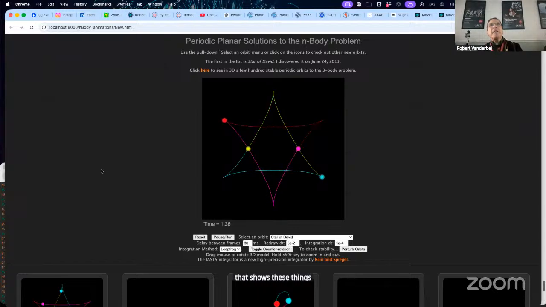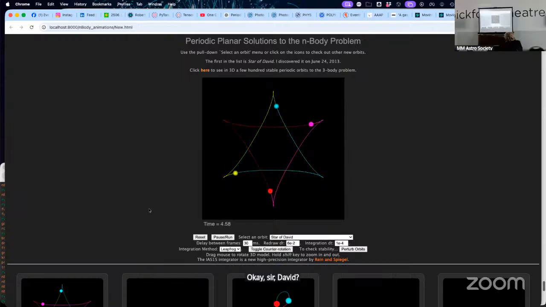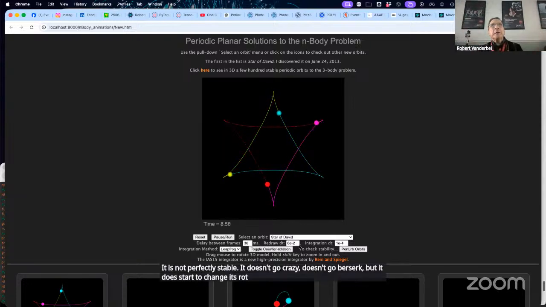This is one of my favorites, which is why it's put up here. It's called the Star of David. Does it look like a Star of David? And one thing I like, by the way, this is not perfectly stable. It doesn't go crazy, it doesn't go berserk, but it does start to change its rotational period a little bit, maybe in another minute or so.